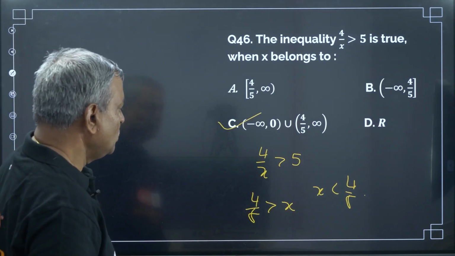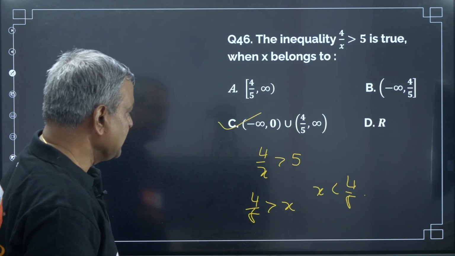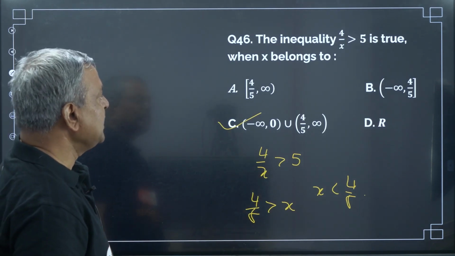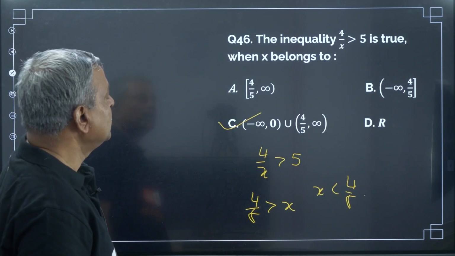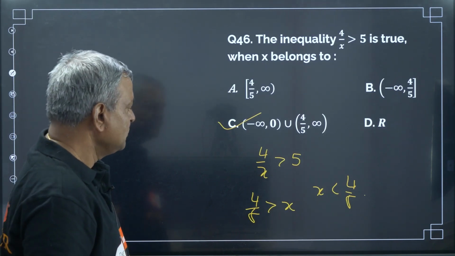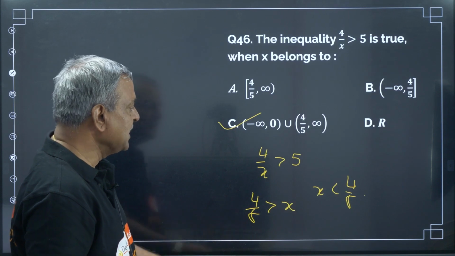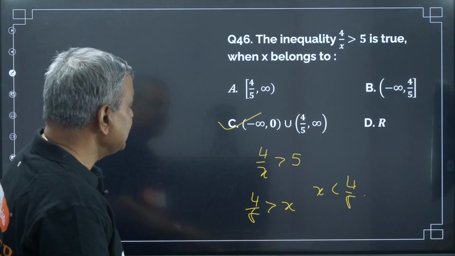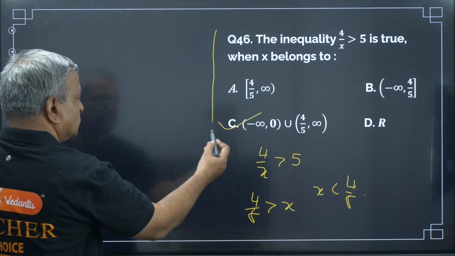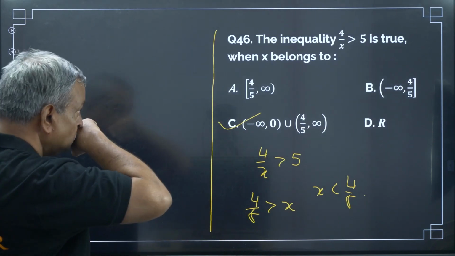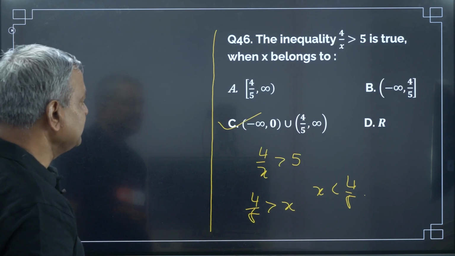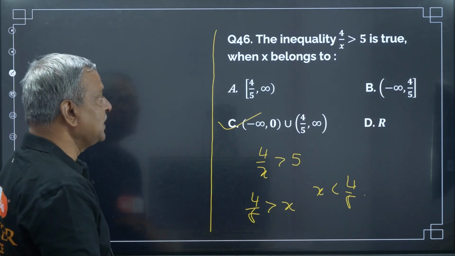X you can't take 0. 4 by 5 to infinity here. So 4 by x is greater than 5. Okay. And x belongs to... 4 by x is greater than 5. They have not given any conditions on x. X can be negative also. X is less than 5.